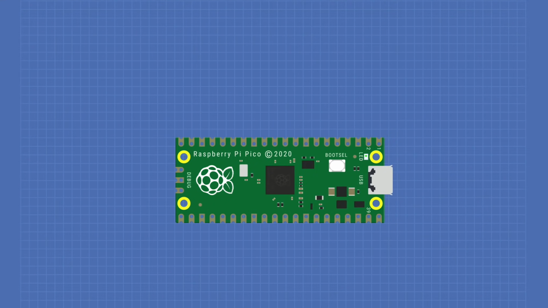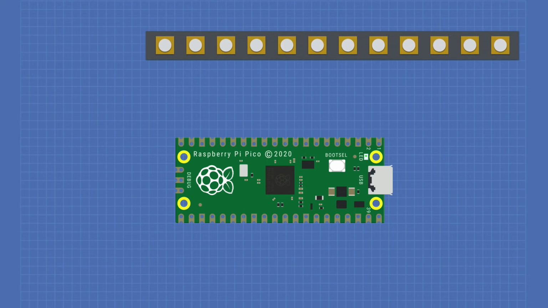For the experiment with the addressable RGB LEDs, you'll require a Raspberry Pi Pico and a strip of addressable RGB LEDs. You could use Adafruit NeoPixels or the equivalent. You'll also require a power supply for the RGB LEDs. This will be a 5-volt supply with sufficient current for the number of LEDs that you have.